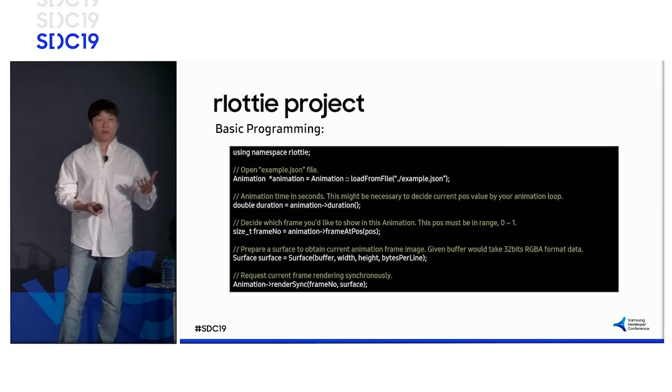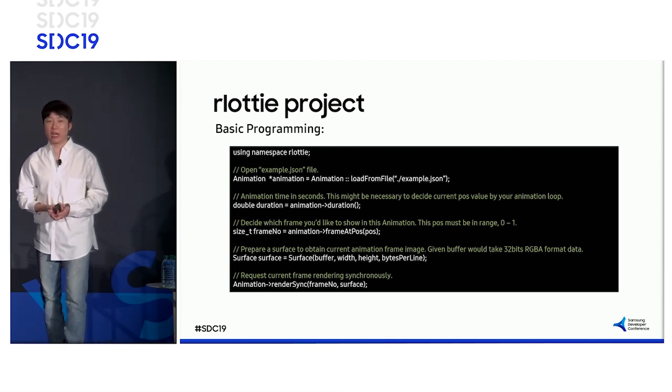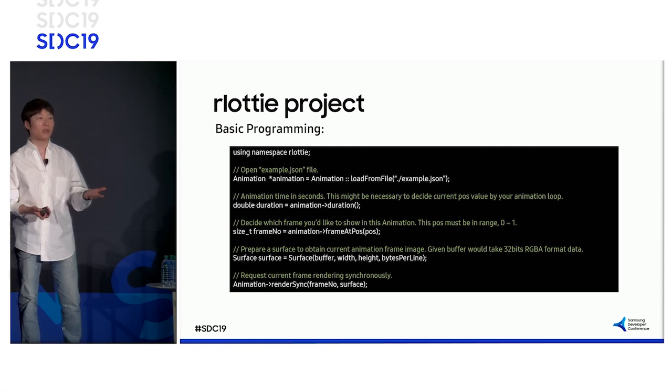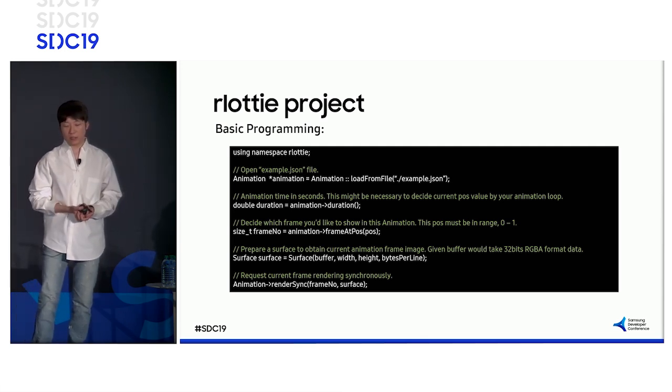Now we can check the usage of rlottie in programming terms. Basically, rlottie provides a C++ interface and an additional C language binding. In this case, we are just going to focus on the C++ interface.